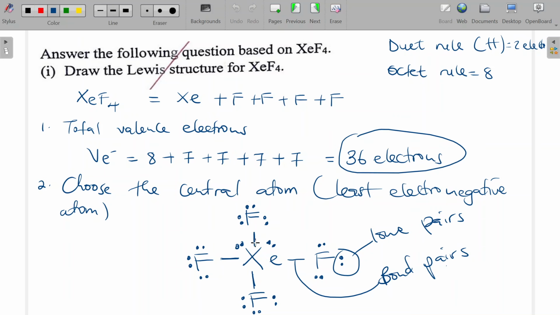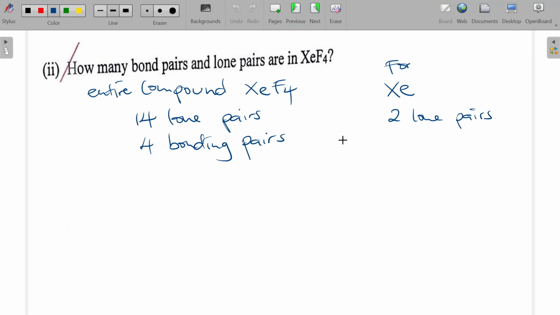Then for the bonds, 1, 2, 3, 4. So they are 4 bonding pairs. Okay, are we together? Yes, sir. All right. So that is one thing you need to note when you're dealing with Lewis structures. A question might come on this.